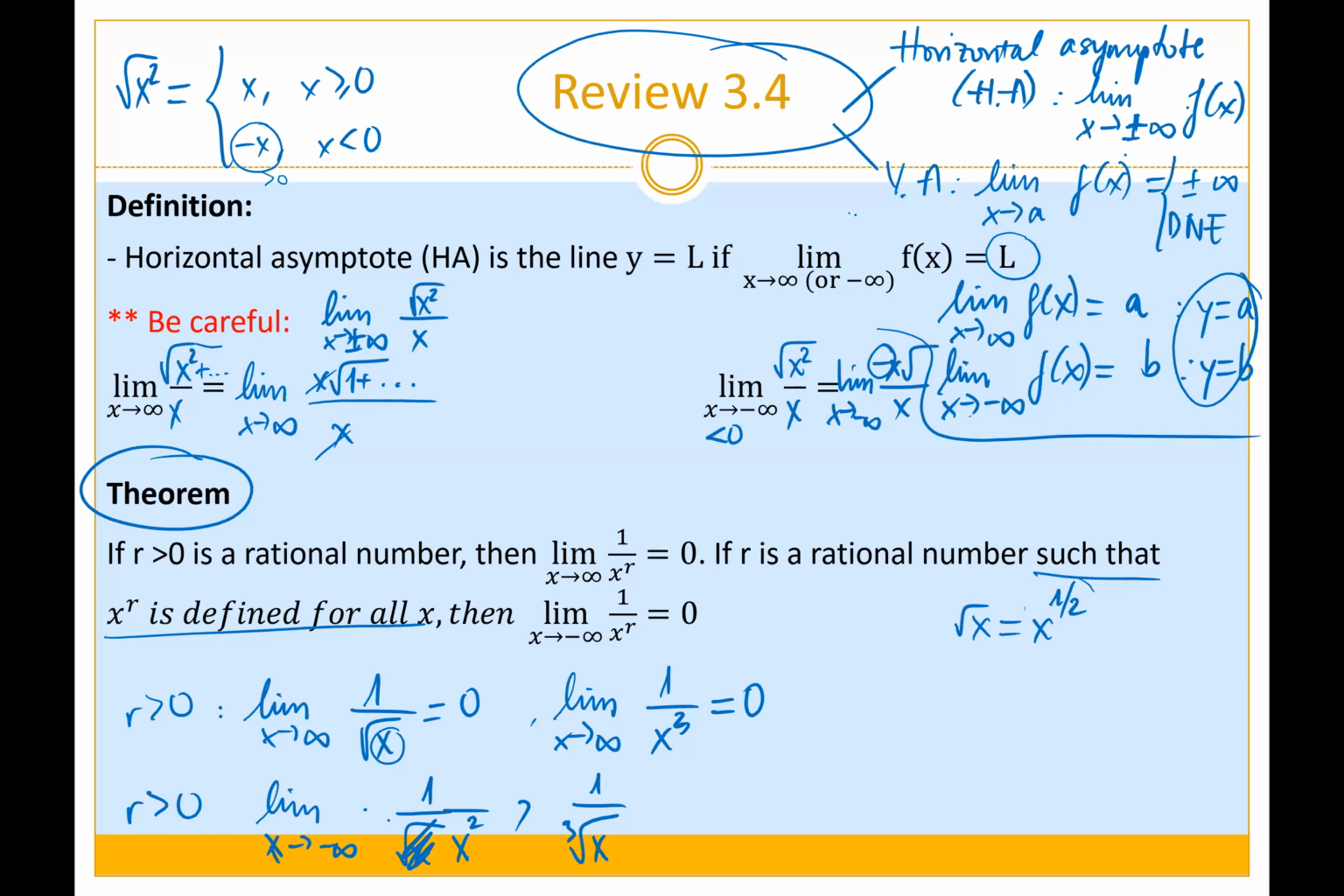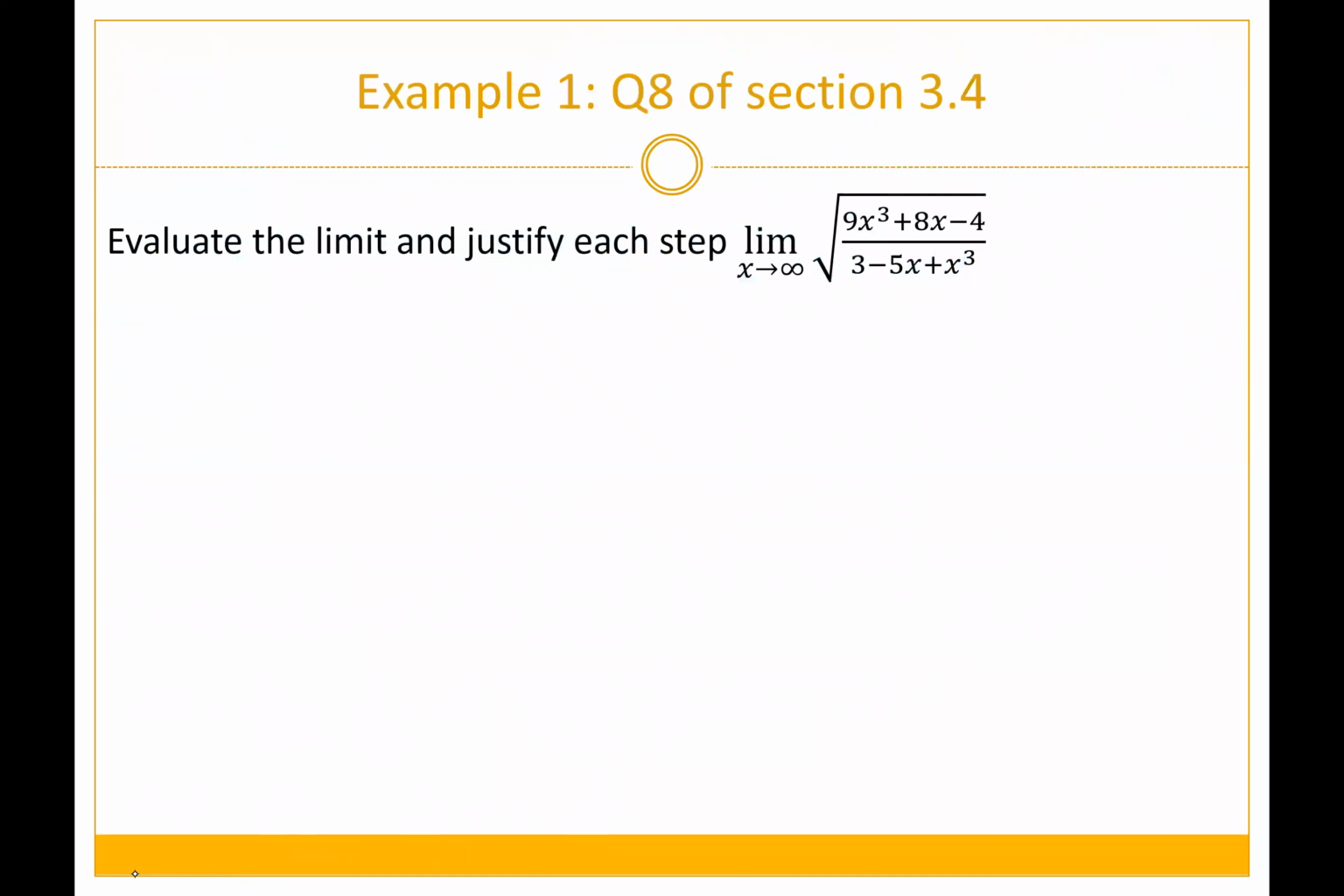slant asymptote. So slant asymptote is kind of like an expansion of horizontal asymptote. It's a little bit different, but it just requires a little bit more algebra, when we have to touch on the skill of doing long division. But we're going to touch on that in 3.5. So first example is question A of this section.